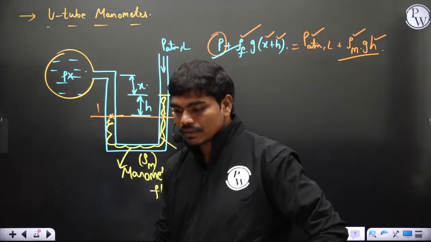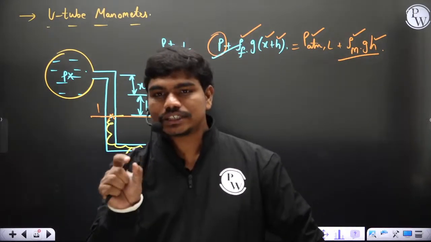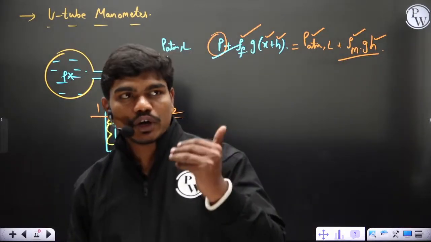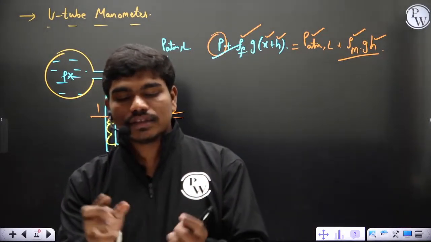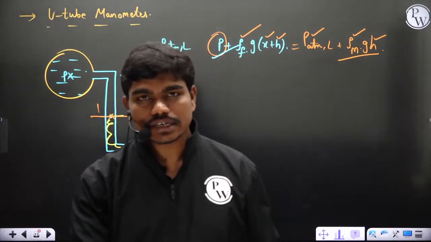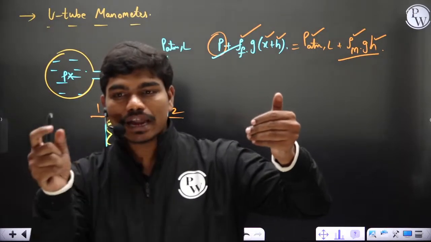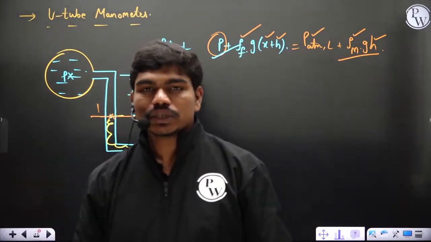Now many times the main point of interest is, rather than measuring pressure at a point in a pipe, let us suppose if there is a flow happening in a pipe, the main point of interest is identifying the pressure difference between 2 points, correct? So many times, more than calculating pressure at a particular point, you have to calculate the pressure difference between 2 points. Okay, so how you can do that?